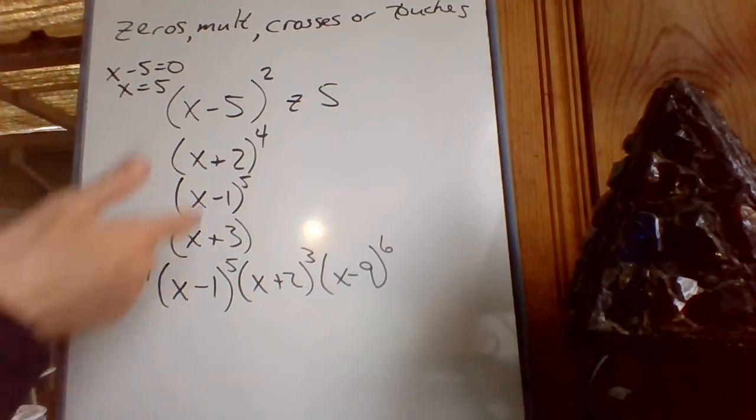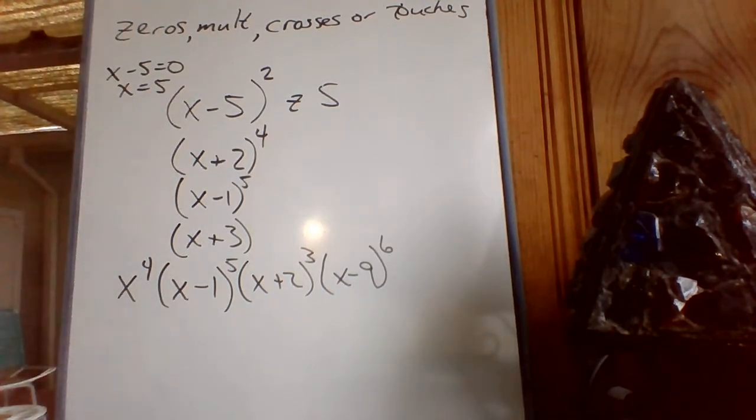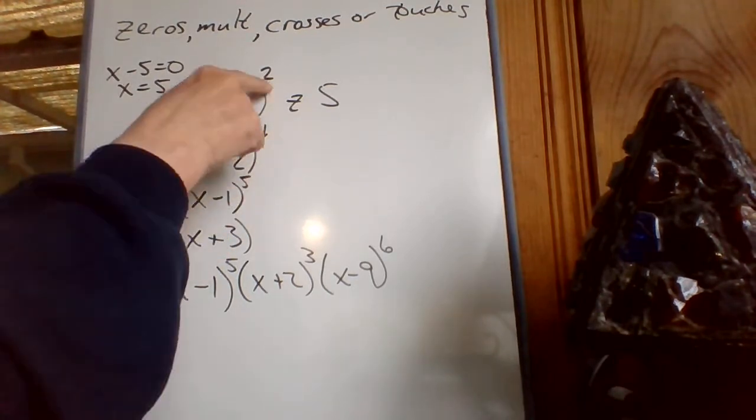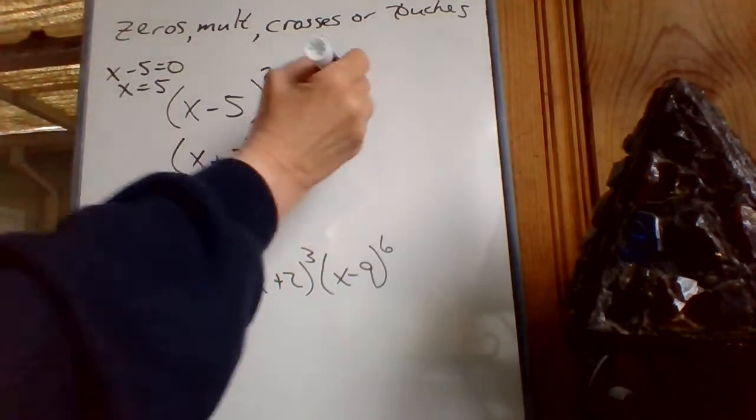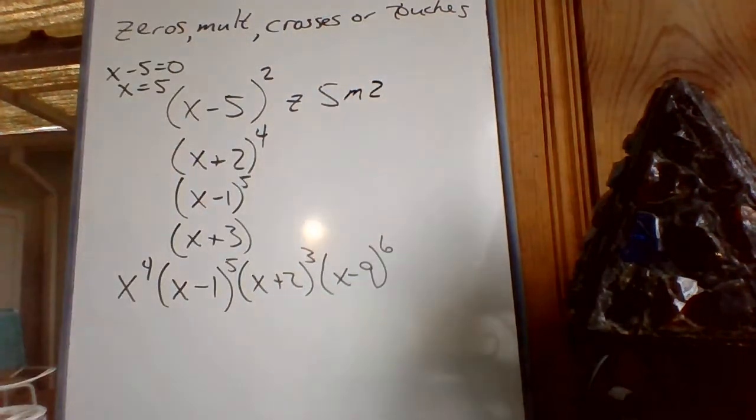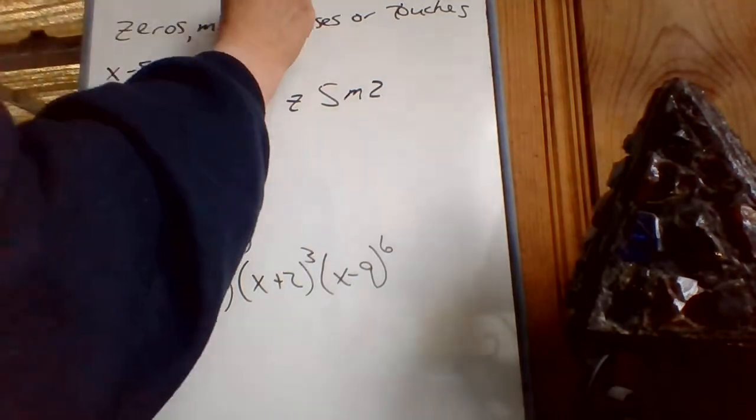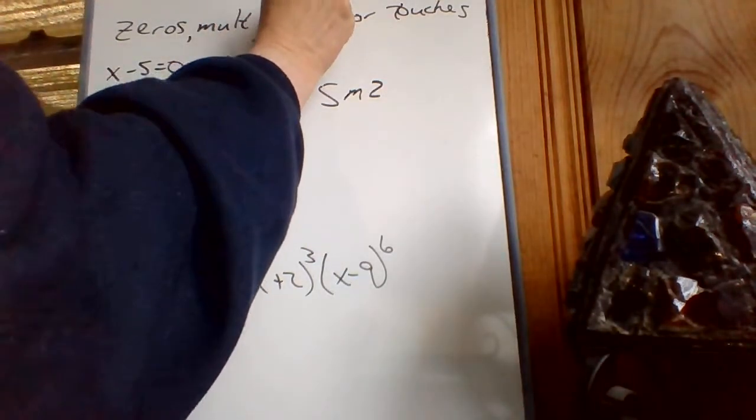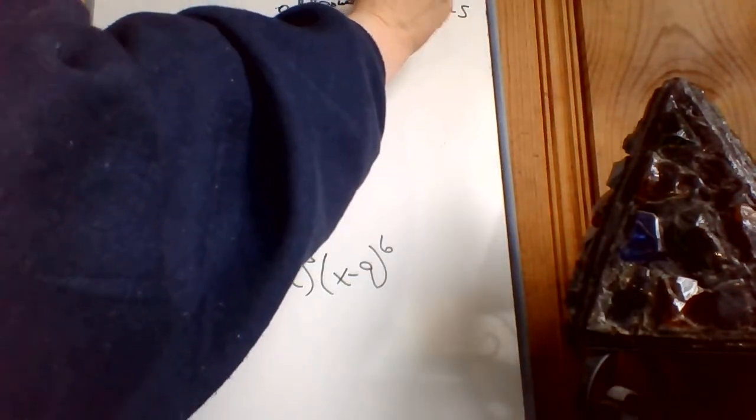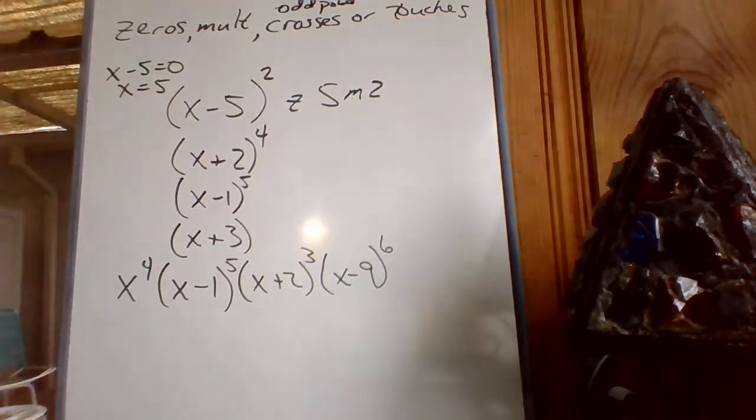And then I'm supposed to say the multiplicity. The multiplicity is the same as that power right there. 2, 4, 5, whatever that power is, that's the multiplicity. So this is multiplicity 2. And crosses or touches, okay, so it crosses for odd multiplicities, and it touches for even ones.